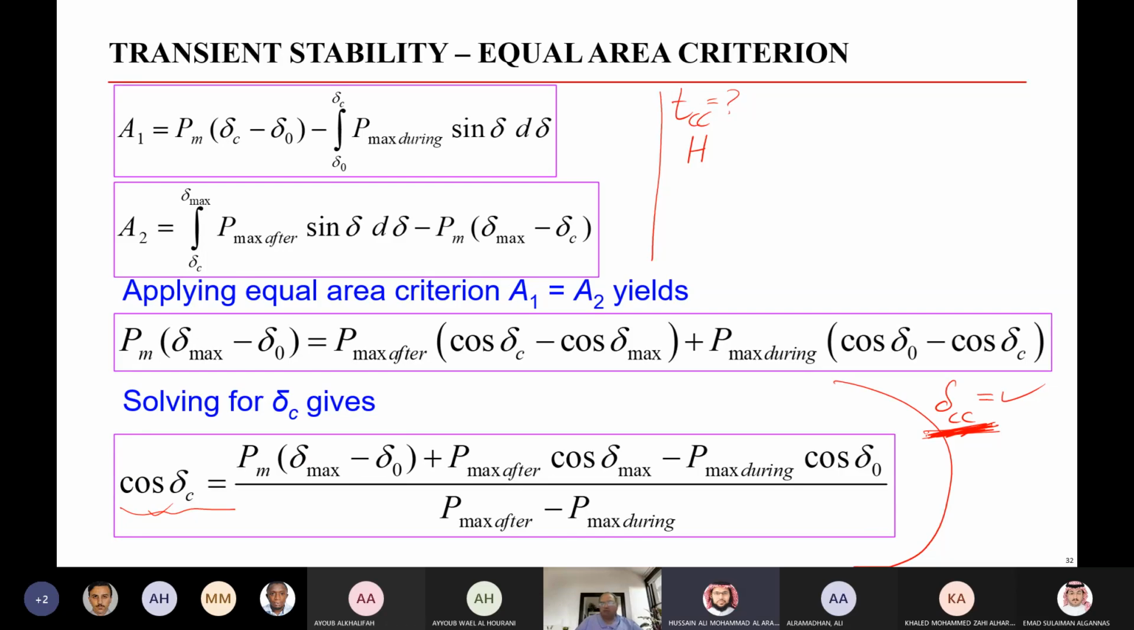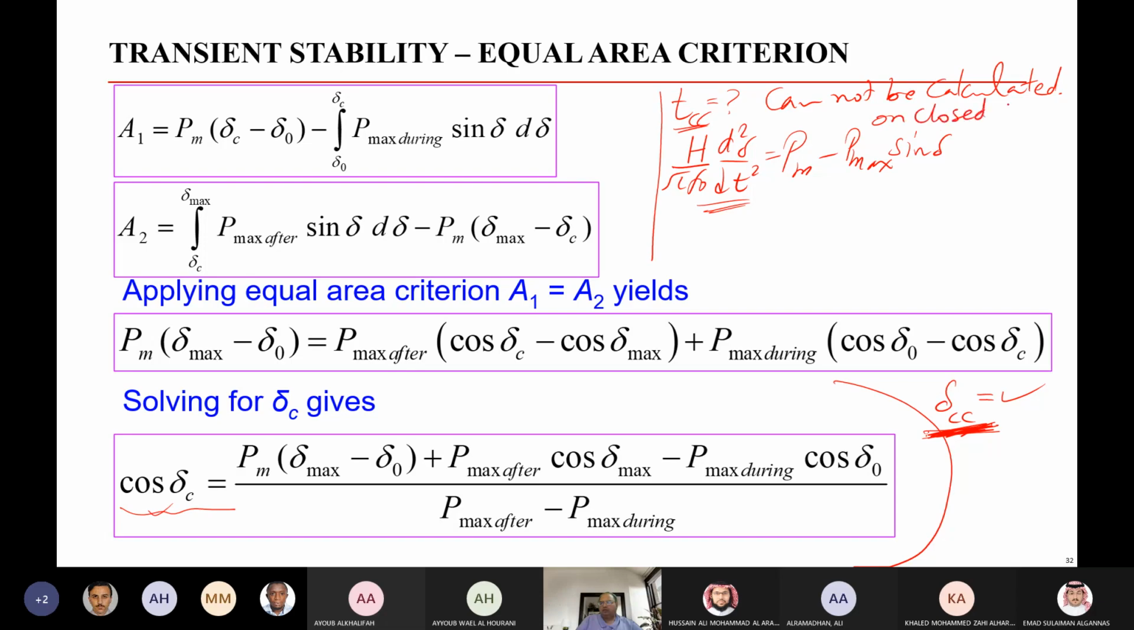And we cannot. We have here H over pi f0 d square delta by dt square equal to P mechanical minus P electrical, which is not equal to 0, but equal to P max sine delta. And in this case, we cannot double integrate this. The TCC cannot be calculated in closed form. You have to integrate this equation numerically.